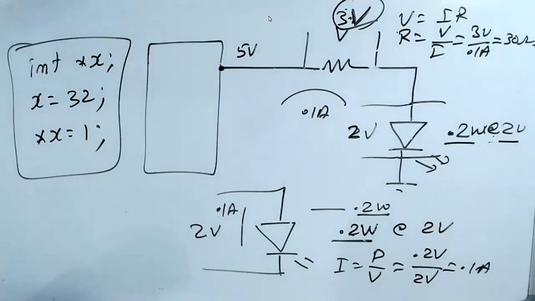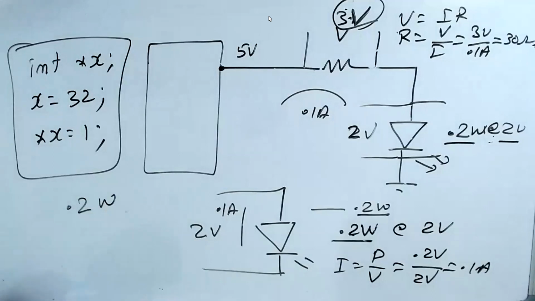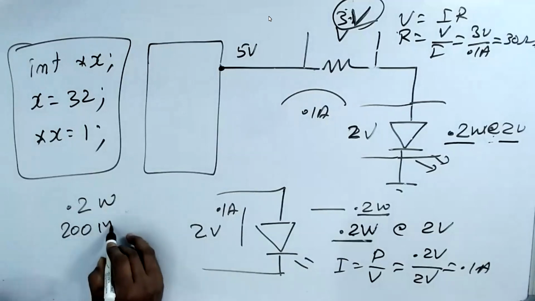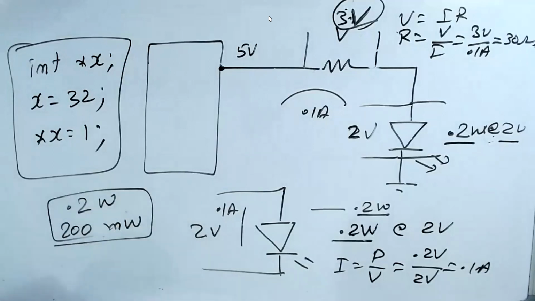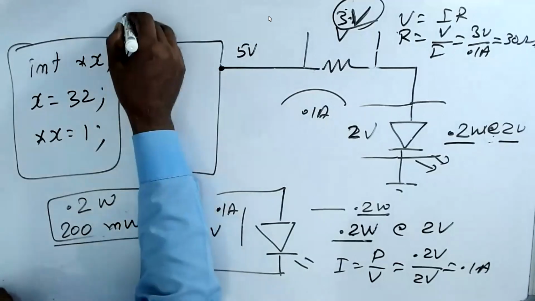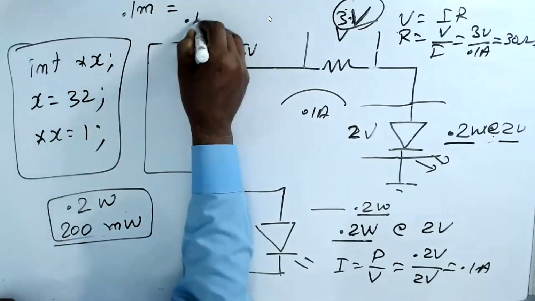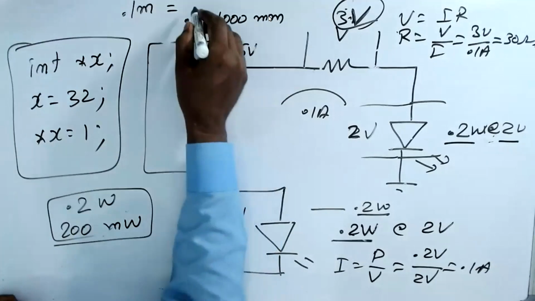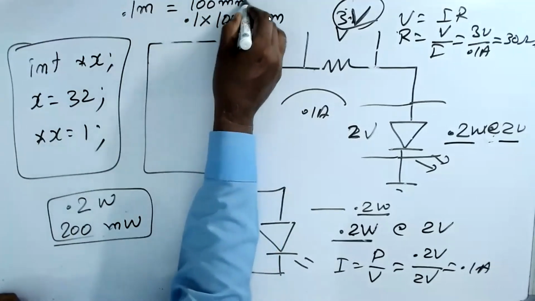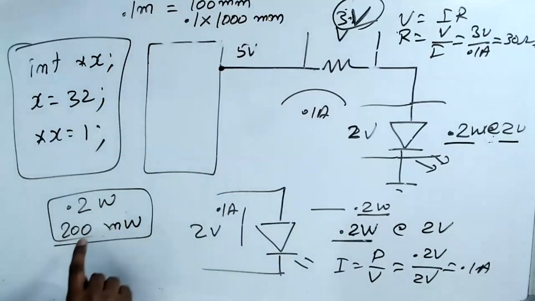The trick here is this is the same 0.2 watts. You can write 0.2 watts, and the same thing can be written like 20 milliwatts. Both are the same. Understand? We normally write here 0.1 meter is equal to 0.1 into 1000 millimeter, which is equal to 100 mm. Understand? 0.1 meter is equal to 100 millimeter. Here, 0.2 watts is equal to 200 milliwatts.